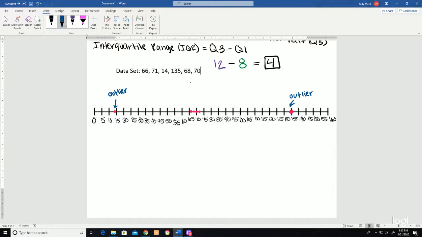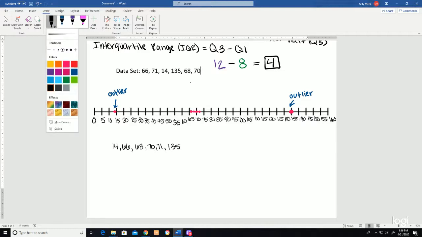All right, let's go ahead and do some math here. Let's go ahead and find the IQR. So remember, my first step is to put my numbers in order from least to greatest. So I have 14, 66, 68, 70, 71, and then 135. Cool. All right, my first step, remember, is to find the median of all of these numbers.